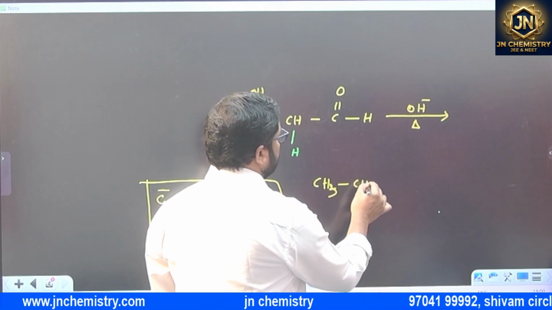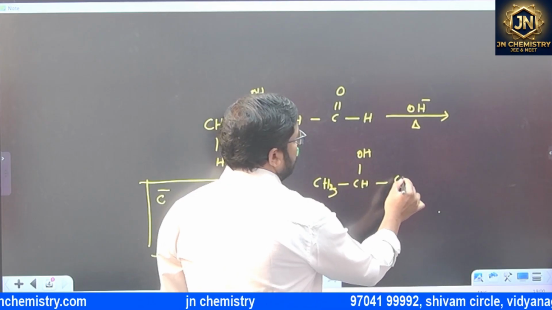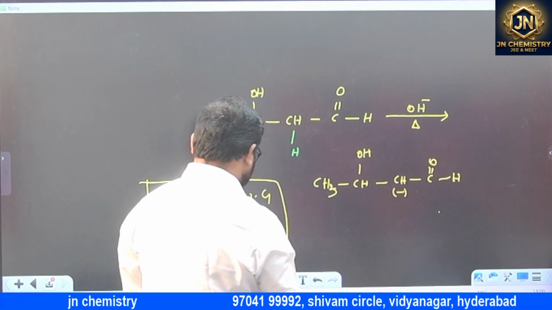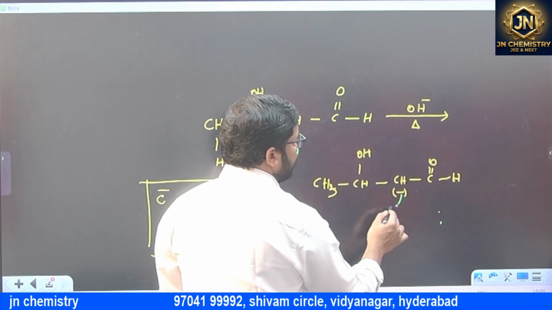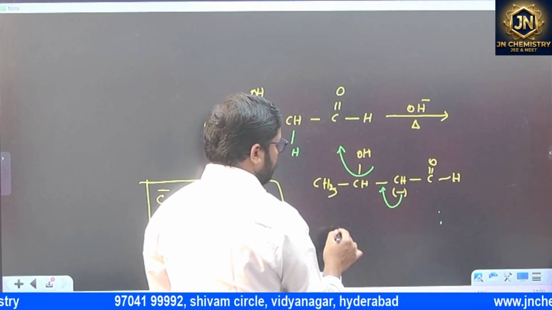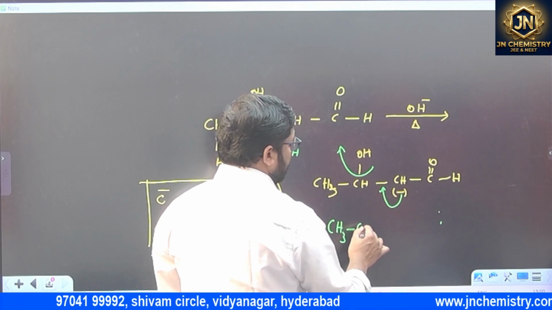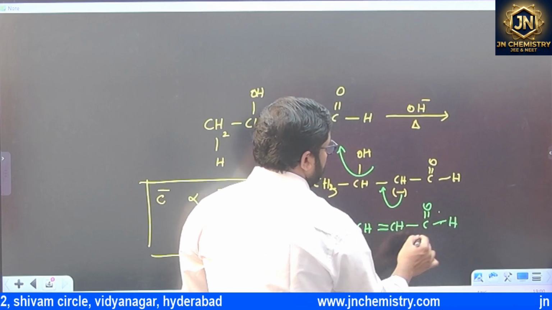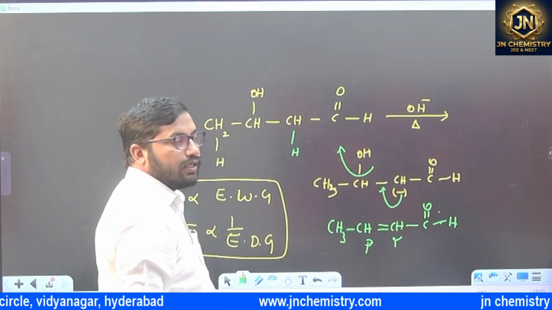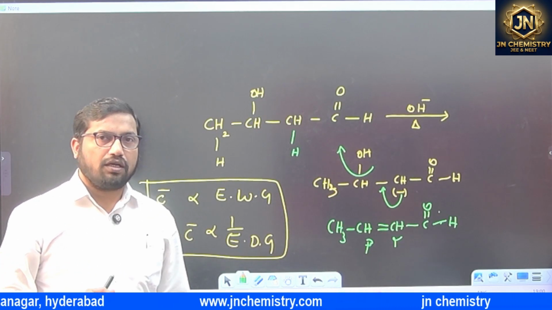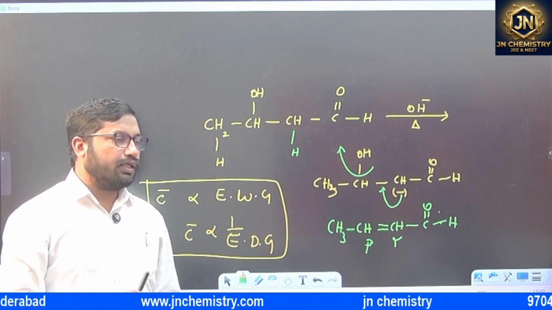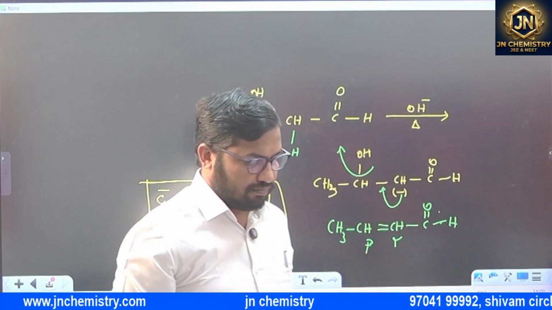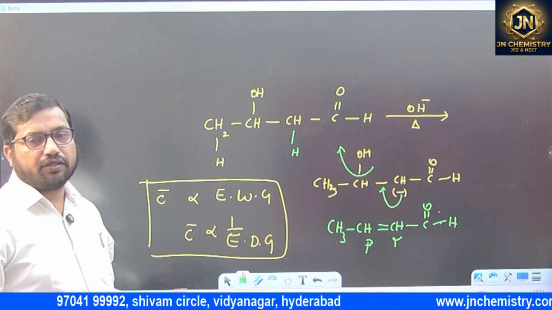CH3, CH, OH, CH negative charge, C double bond O. The next step now: this coming here, the OH going out, we'll get CH3, CH double bond CH, C double bond O. We could say alpha beta unsaturated carbonyl compound. Write it down: alpha beta unsaturated carbonyl compound. And this is the product of aldol condensation.